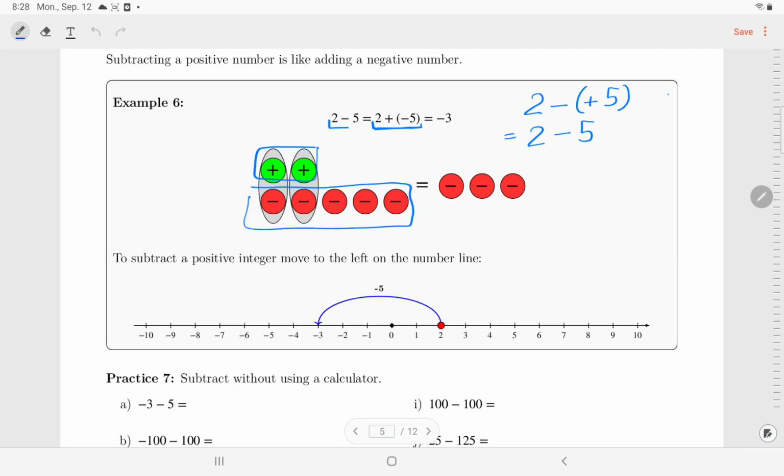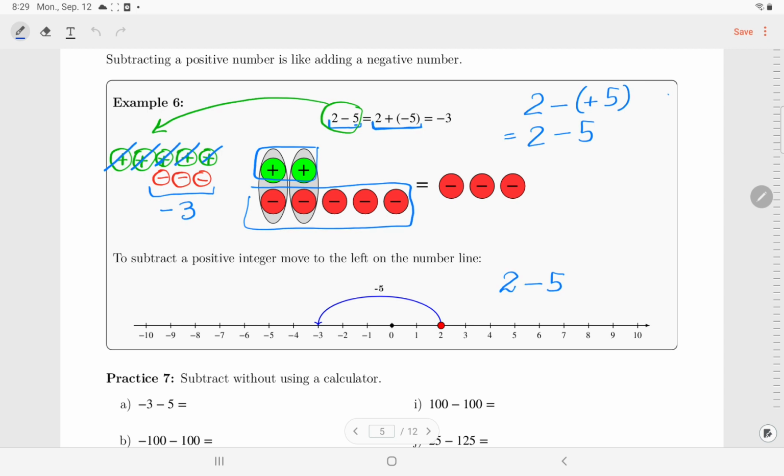Then to show the subtraction of a positive integer, remember that to do that, we would have to include the zeros. So to represent subtraction 2 minus 5, we would have to use 3 zeros so we can remove 5 positive signs. The result is the same, negative 3. Using the number line, we again start with 2, and to subtract 5, we move 5 units to the left.